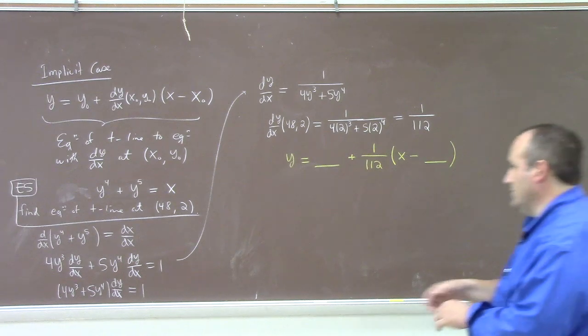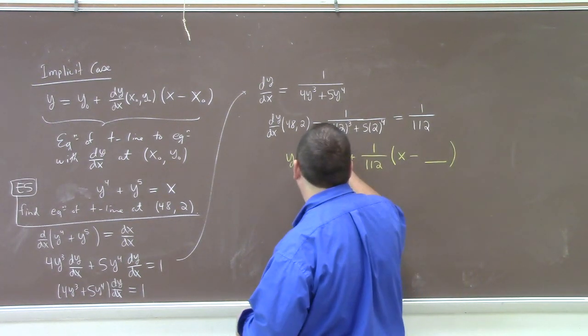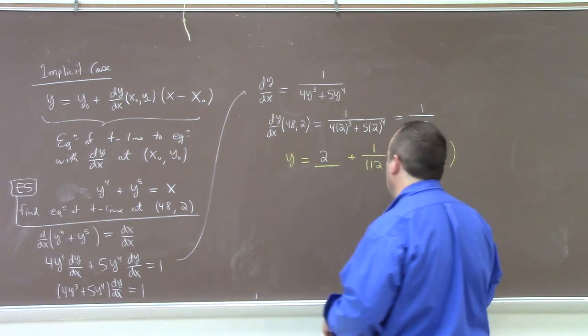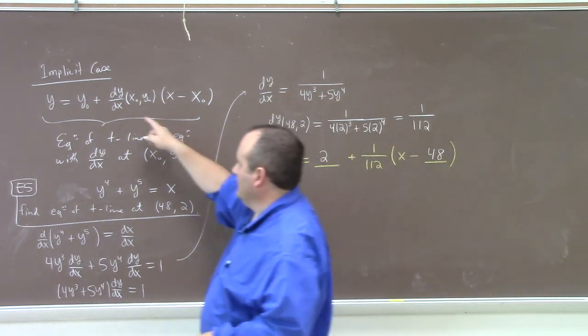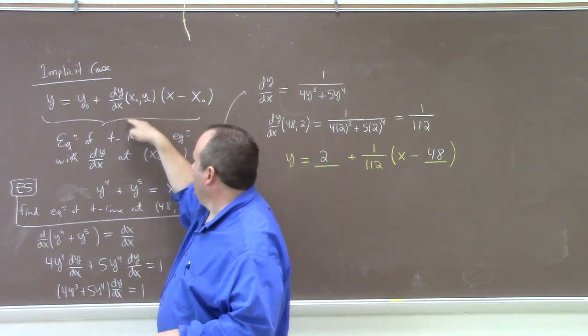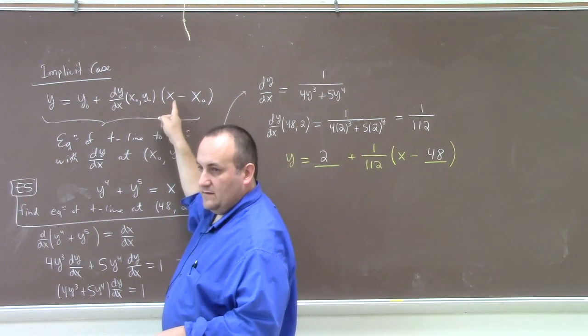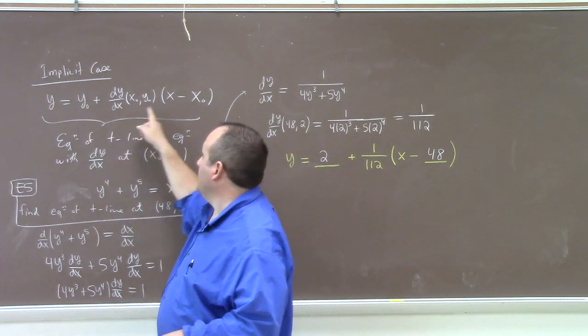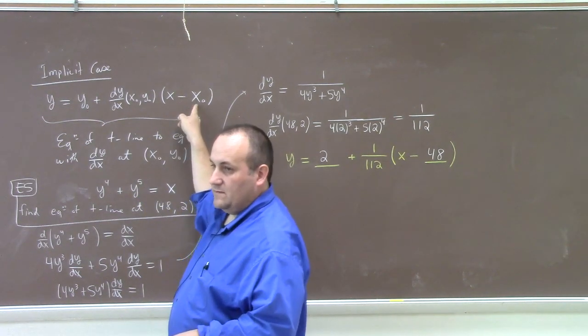Two goes in the first one, right? Because that's the y. 48 in the other one, right? Why 2 then? Because it goes back to the tangent line equation: y naught plus the slope times x minus x naught. So the value of y where you're finding the tangent line goes here, and the value of x where you're finding the tangent line goes there.